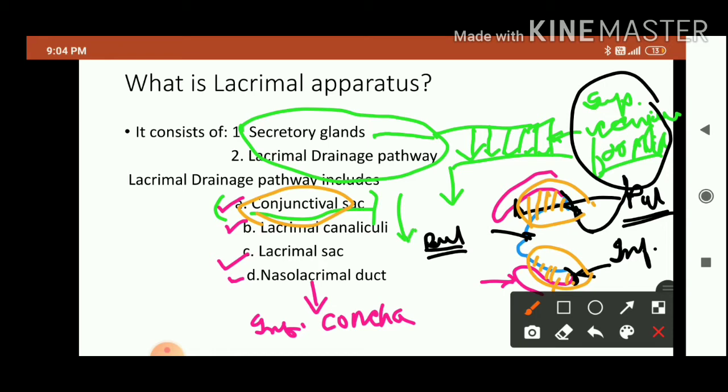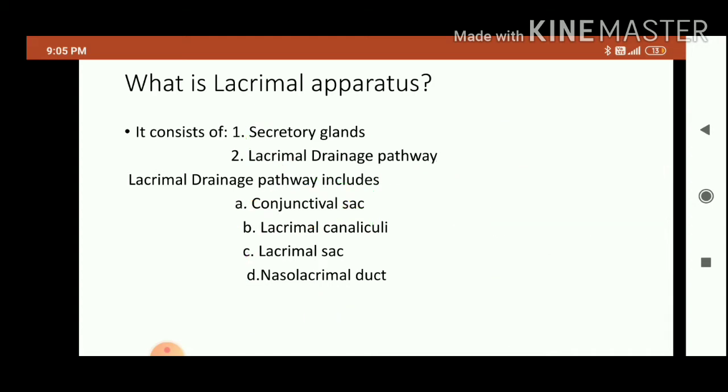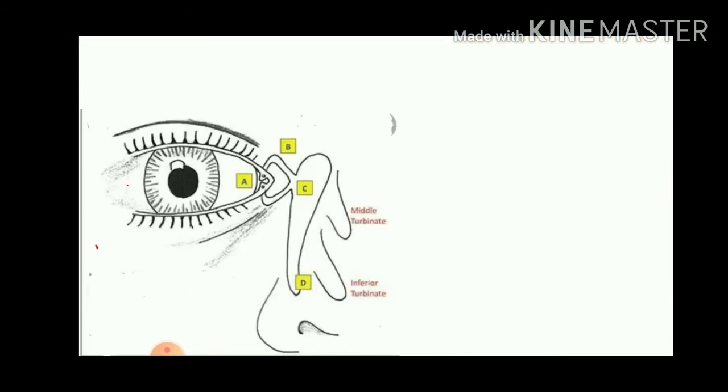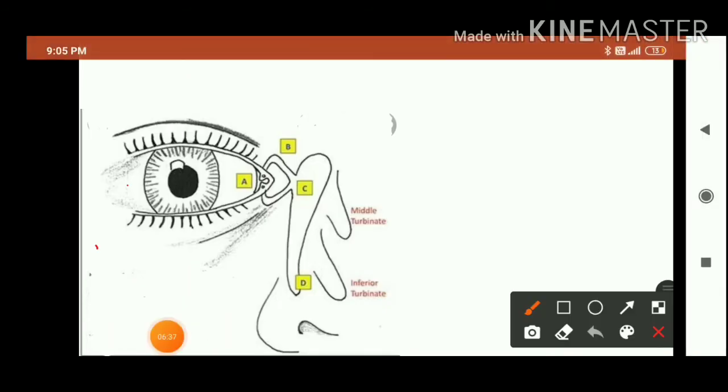Now what do we mean by lacrimal canaliculi? In order to understand this, we have to move to another diagram. You see this? So this is the diagram for lacrimal canaliculi and the whole lacrimal apparatus as a whole. These two ducts, these are not ducts, these are called canaliculi. These are known as lacrimal canaliculi.